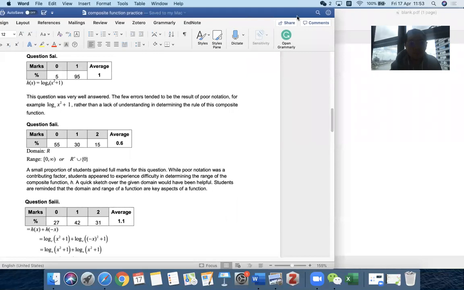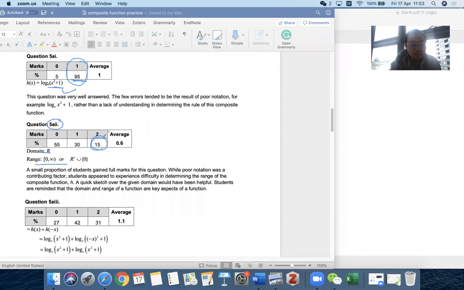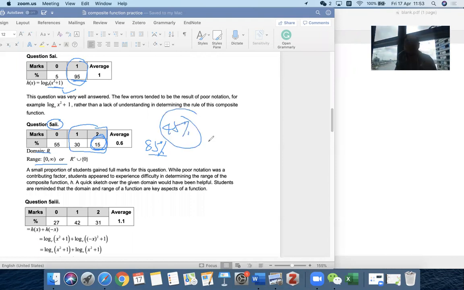Okay, you will see over here, the first one is pretty straightforward. 95% of students get all this one correct. But move on to here, domain and range, only 15%, which means 85% of the students missed this chance. Or let's look at if people get partial marks, it's only 45%. So more than half the students failed to answer this question correctly, okay? That's why we need to be really careful.